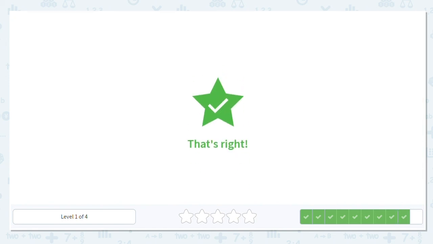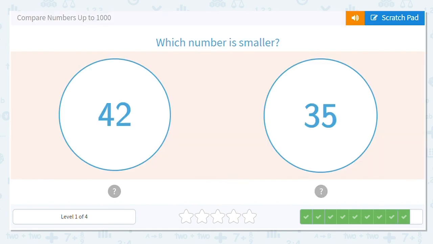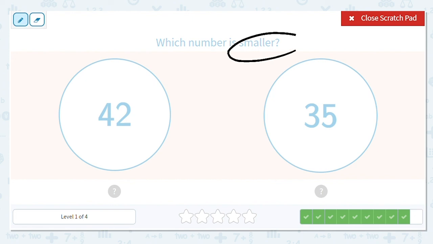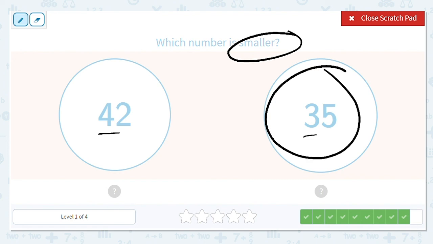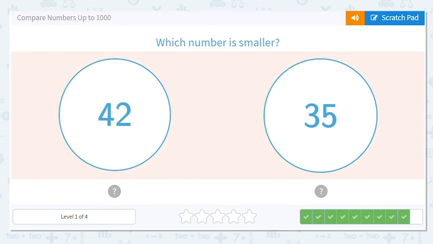Let's do one more together. We want to know for 42 and 35, which is smaller. We start in the tens place. I have a 4 and a 3. Can I tell by the tens place which number is smaller? Yes, because I have a 4 and a 3. They're different. So 3 is less than 4, which means 35 is smaller or less than 42.